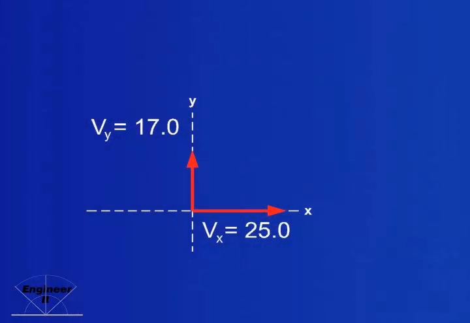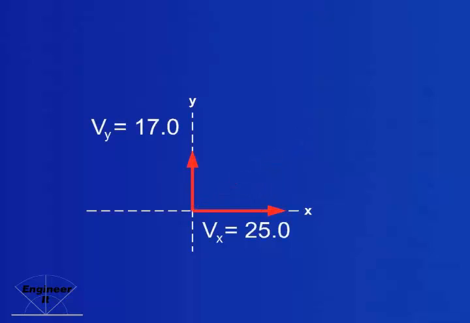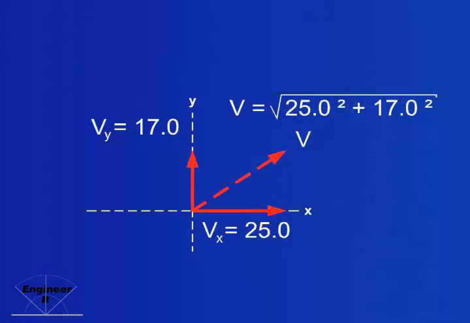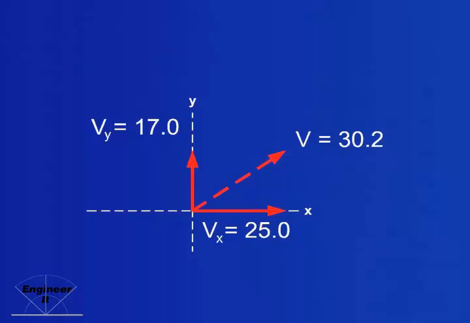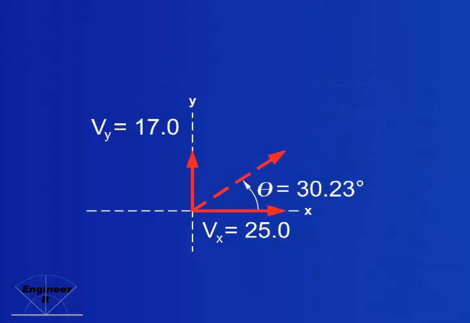Let's try an example. Given the x and y components, vx equals 25 units and vy equals 17 units, we may find the magnitude and direction of resultant vector v. The angle measured from the x-axis to the line of action is the inverse tangent of 17 divided by 25, which is equal to 30.2 degrees.